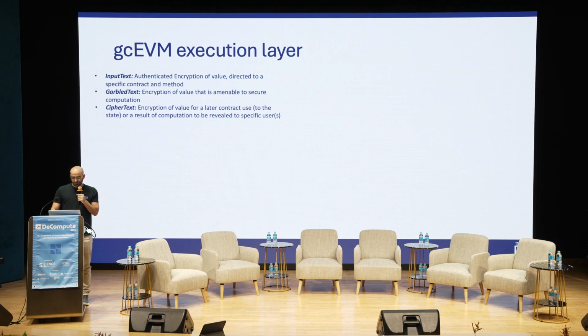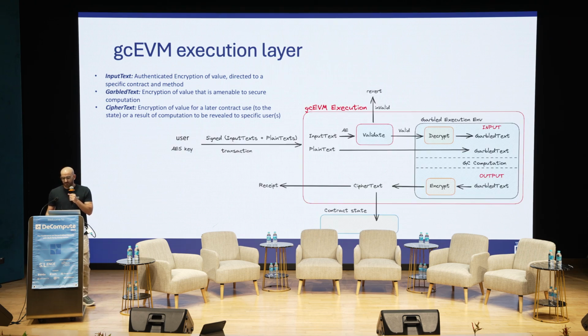So if we look at the execution layer, then we distinguish between three types of encryptions. We call them input text, garbled text, and ciphertext. Ciphertext is the thing that we all know, just the result of the application of encryption on some plain text. But there are two other types that we want to consider. One of them is input text. This allows users to input new information to the system. And garbled text is a form of encryption that allows us to do some operations on the ciphertext.